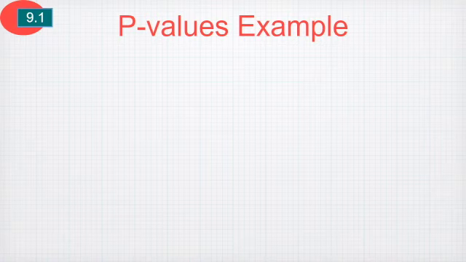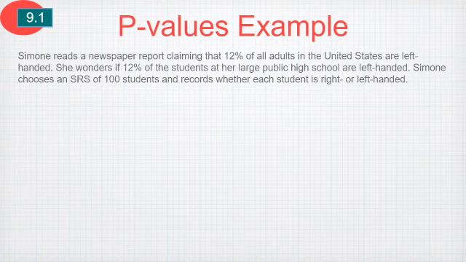Okay, so let's look at p-values as an example so you can try to figure out what in the world I'm talking about. Let's say Simone reads a newspaper report claiming that 12% of all adults in the United States are left-handed. She wonders if 12% of the students at her large public high school are left-handed. Simone chooses an SRS of 100 students and records whether each student is right or left-handed. In that scenario, we need a null hypothesis, an alternate hypothesis, and to define what p is, the proportion. You can pause if you like and think that through in your head.